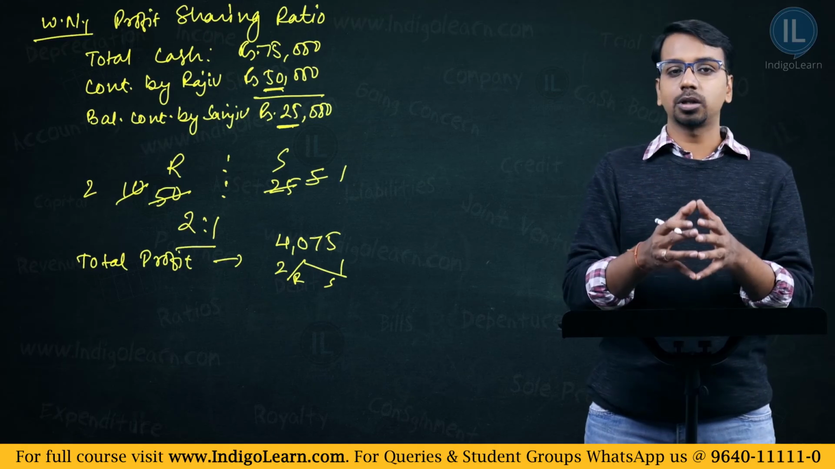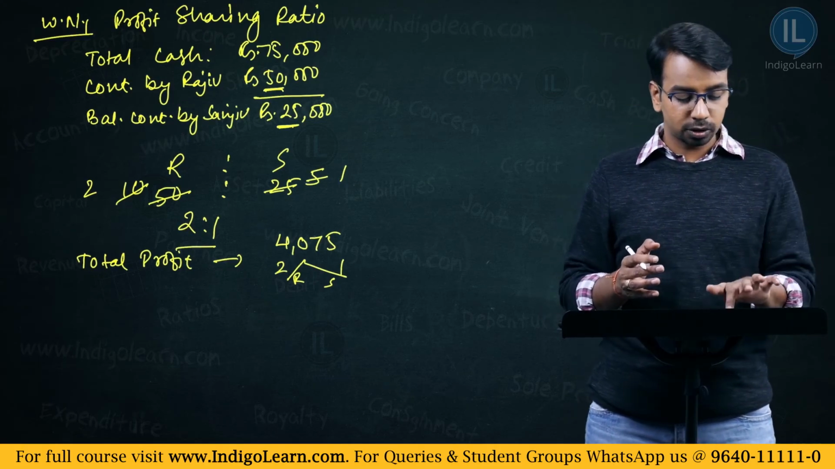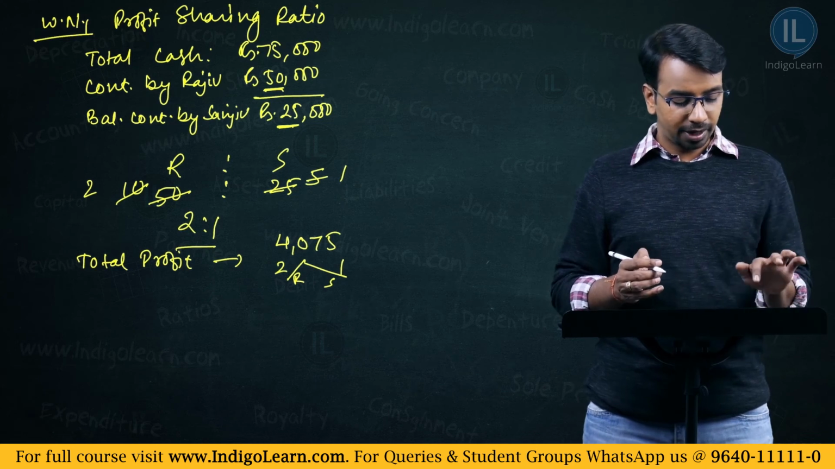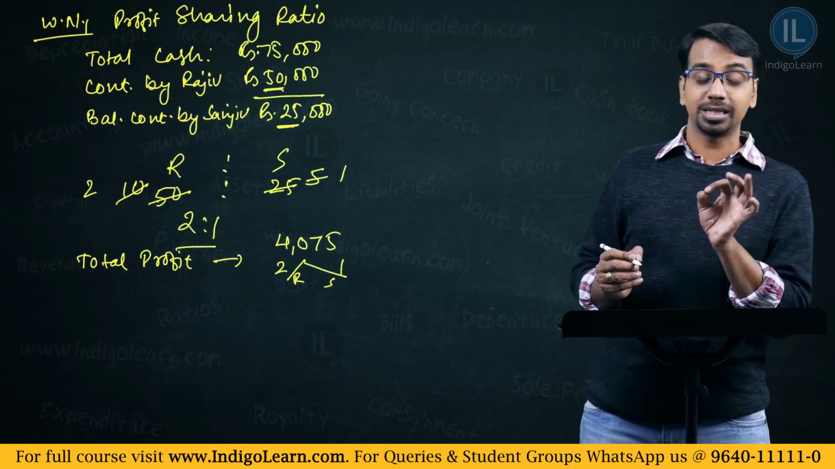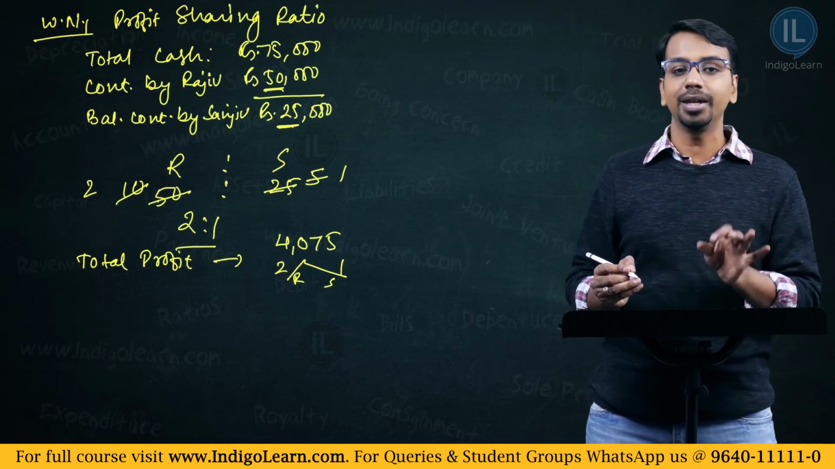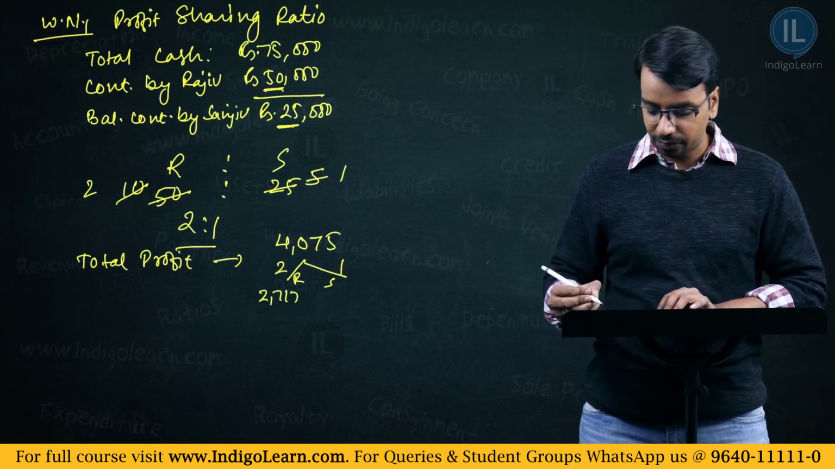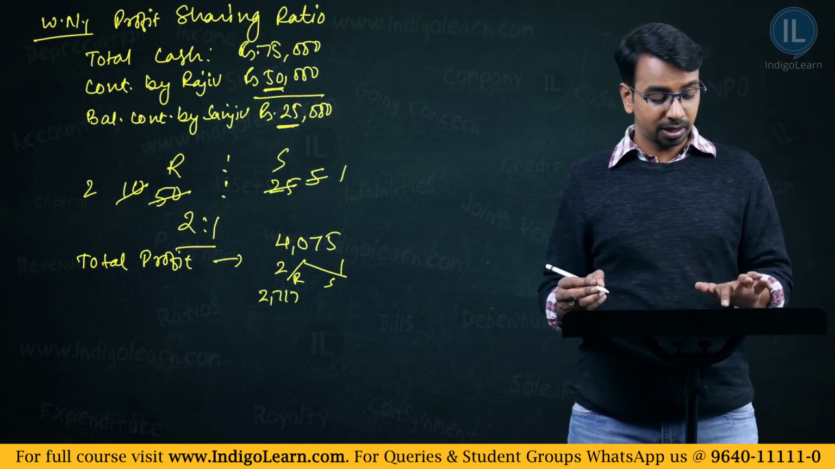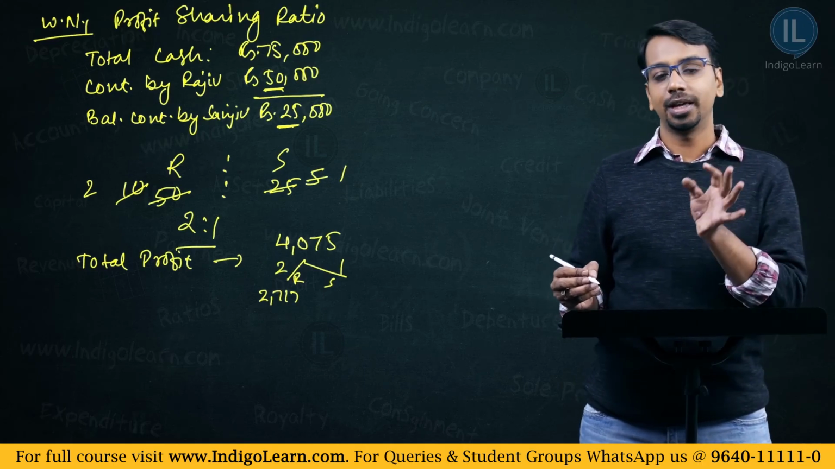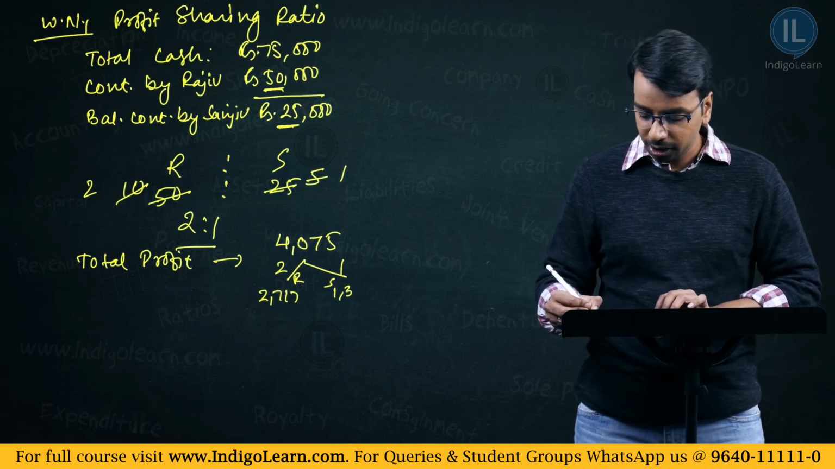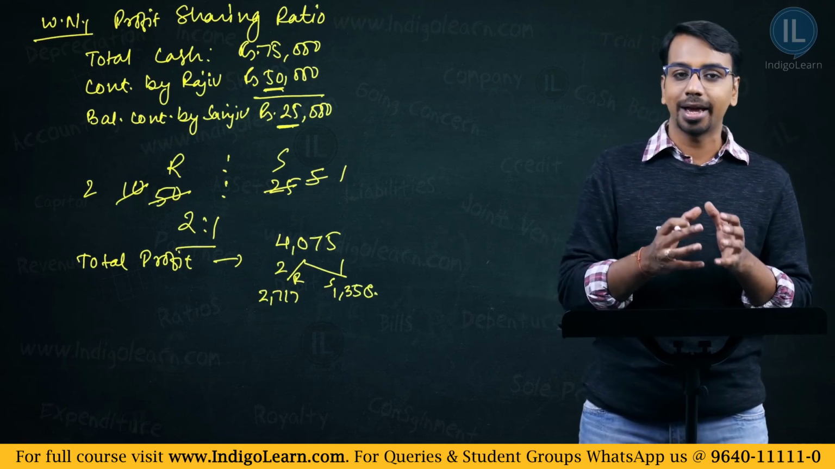So out of 4,075, 2/3 goes to Rajiv. So 4,075 into 2 divided by 3 gives us 2716.66. I will round it off to 2717. So Rajiv gets 2717. And how much will Sanjeev get? Sanjeev will get 1358. This will be transferred to their respective co-venturers account.